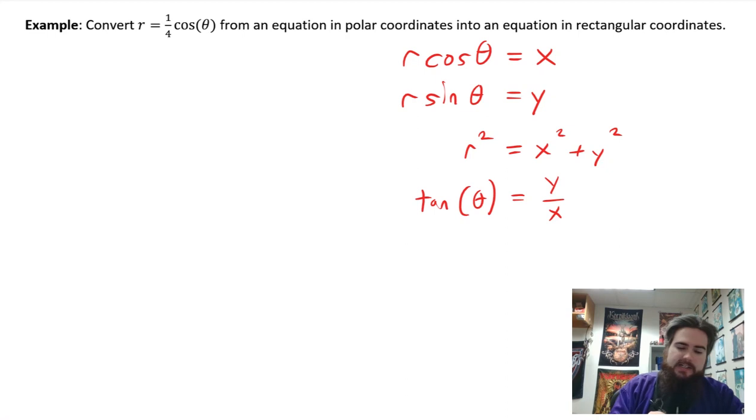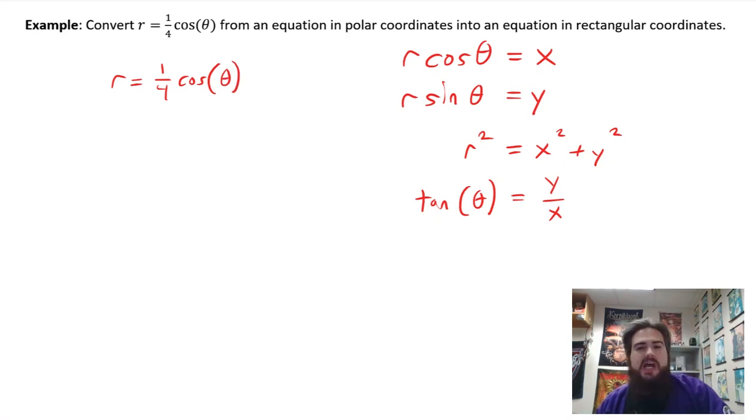My goal will be to take my original equation, r equals 1/4 cosine of theta, and do something to both sides, hopefully with the minimum number of operations necessary, so that I can replace the terms that I see with values involving rectangular coordinates, or x and y.